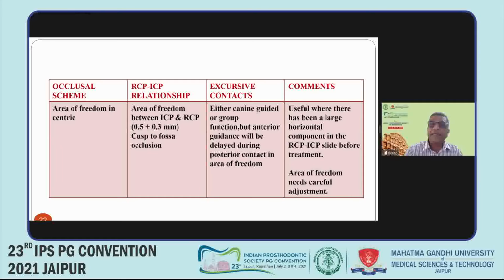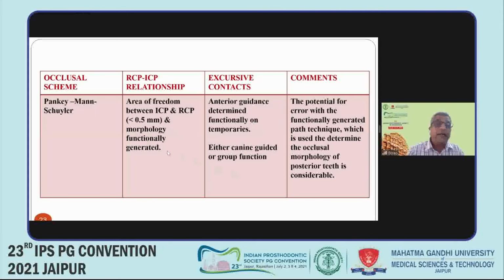And again, you can apply canine guidance or group function. Anterior guidance can also be delayed or established with the posterior contact, and it is useful for all these. Then the Pankey-Mann-Schuyler concept, the most important concept which everybody applies, again has the area of freedom, except that there is a difference where you create the morphology of the teeth by a functionally generated path technique. Again, the anterior guidance is established at the temporaries, and is canine guided or group function.